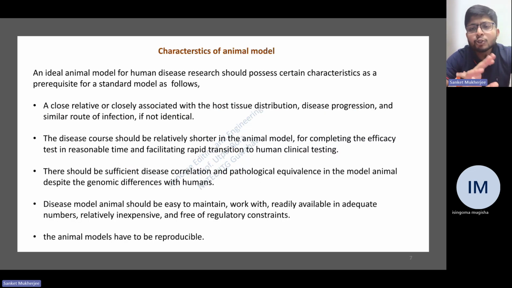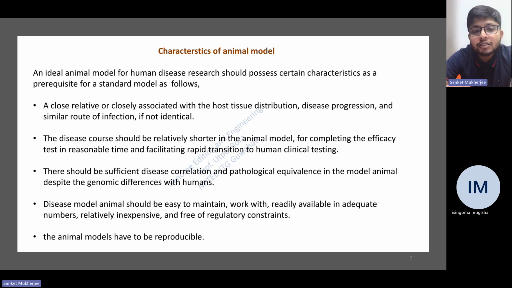So what should be a characteristic of an animal model? An ideal animal model should possess certain characteristics as a prerequisite. So let's see what those characteristics are. It should be a close relative or closely associated with the host tissue distribution, disease progression, and similar route of infection, if not identical. The closer it is, the better. The disease course should be relatively shorter in the animal model for completing the efficacy test in reasonable time and facilitating rapid transition to human clinical testing.